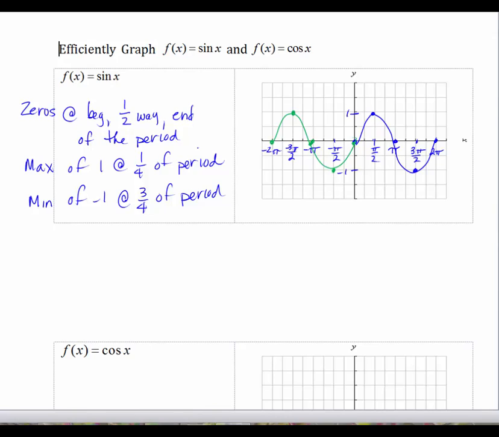So what I want you to memorize, what's really important to understand, yes, is that the period of a basic function is 2 pi, but that's going to change when we stretch and shrink it. And the max and min of a basic function are 1 and -1. But the zeros occur at the beginning, half, and at the end of the period. The max occurs at a quarter and the min at 3/4 of the period.